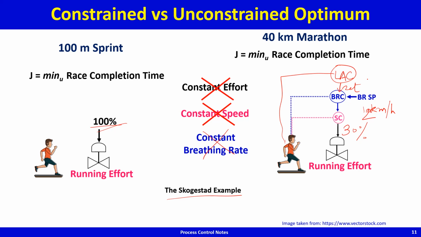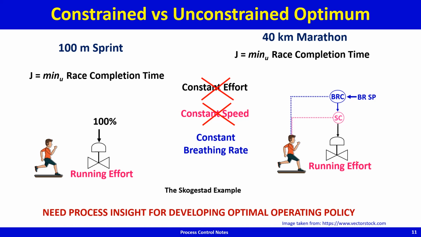There's one degree of freedom. The first option that we had was run at constant effort. We said, no, that's not a great idea, let's run at constant speed. We said, oh no, that's not a great idea, let's run at constant breathing rate. We said, no, even that is not a great idea, let's run at a constant lactic acid level, and then we'll fix a set point for the lactic acid level, and hopefully this is, if not optimum, near optimum. So you can see that when you have an unconstrained degree of freedom, what to control requires a lot of insight about the process. So you need process insight for developing optimal operating policy, particularly for unconstrained degrees of freedom.